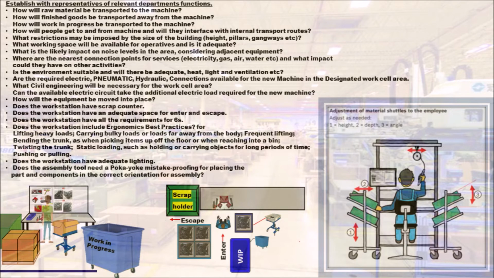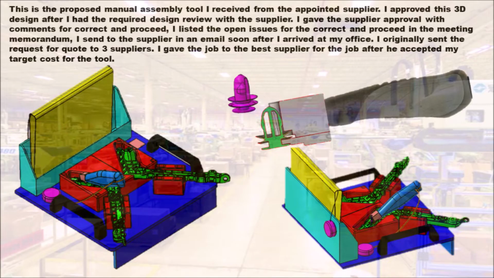Pushing or pulling. Does the workstation have adequate lighting? Does the assembly tool need a yoke mistake proofing for placing the part and components in the correct orientation for assembly? This is the proposed manual assembly tool I received from the appointed supplier.